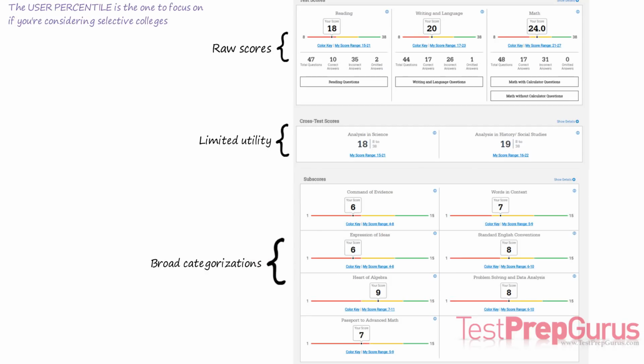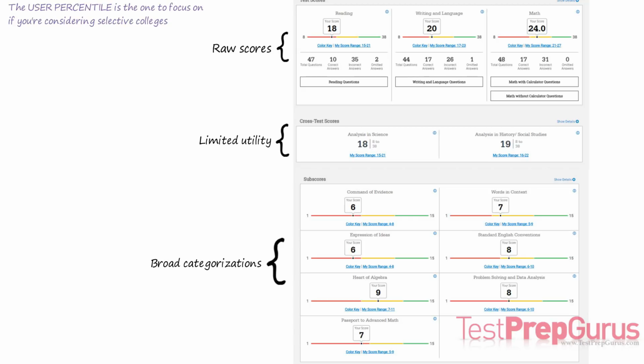This section would be much more useful to students if the categories were more specific. I'd like to see categories such as your performance on linear inequalities, quadratic equations, modifier placement, rhetorical purpose, and so on.